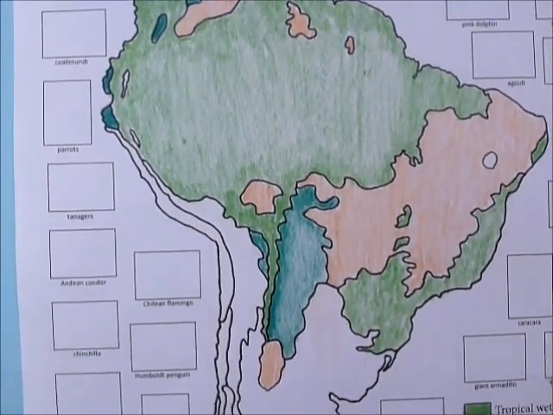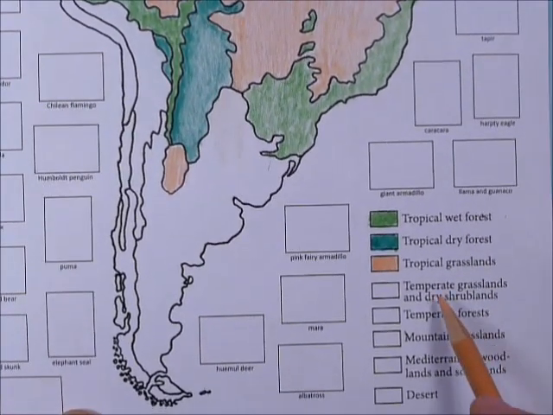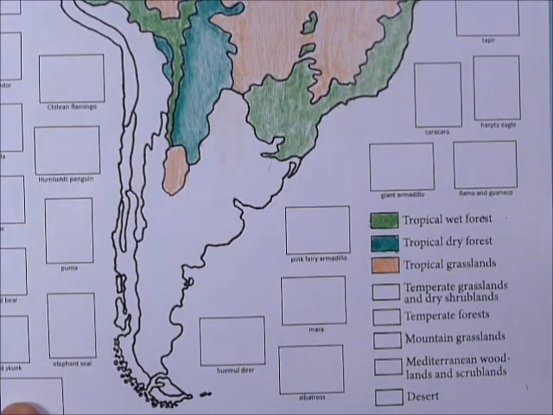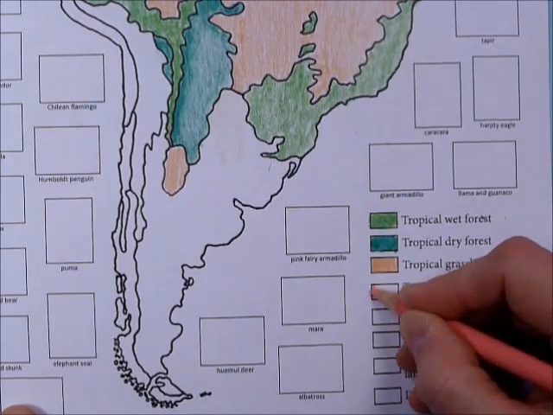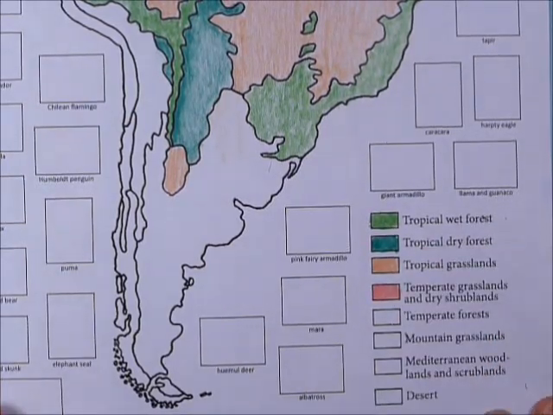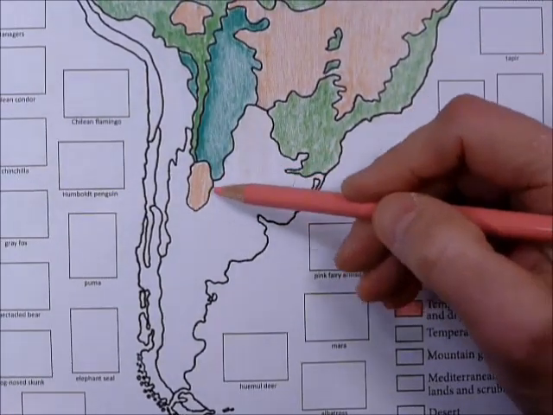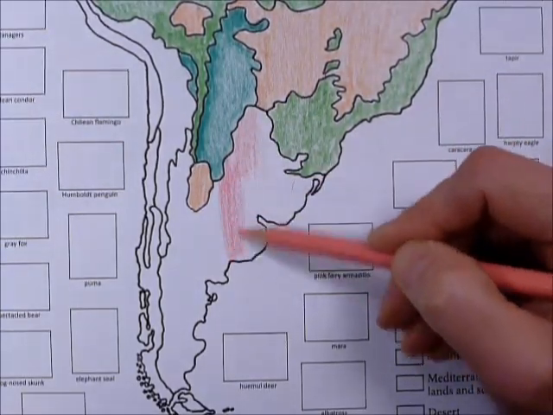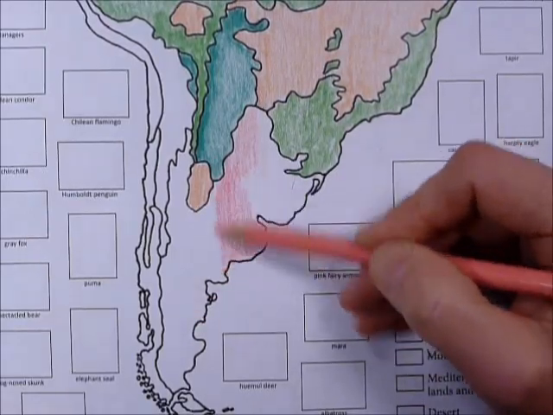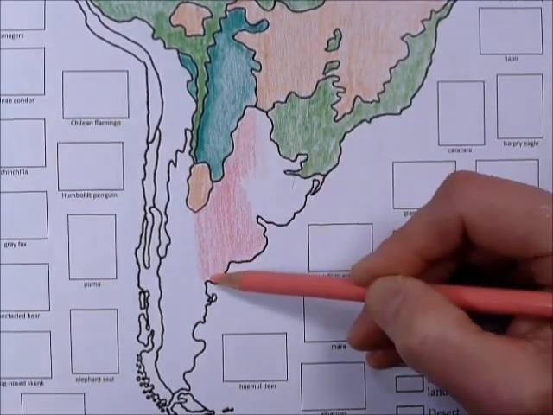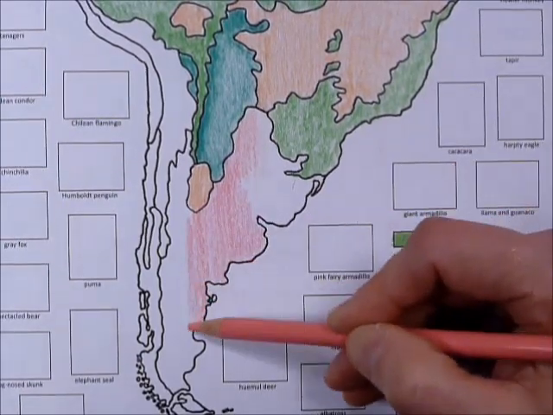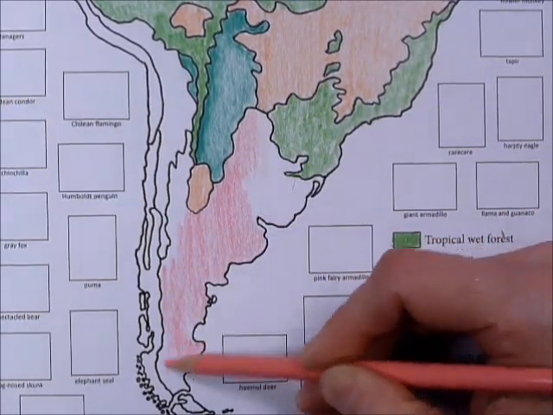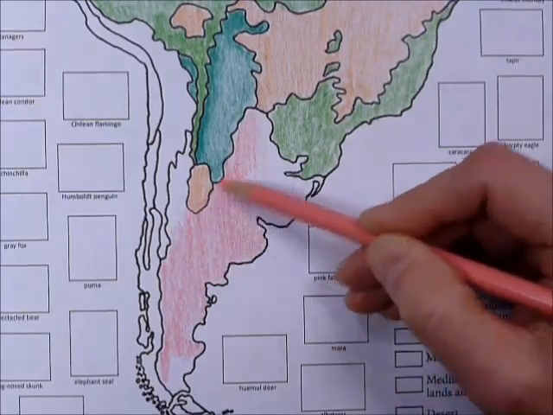Okay, let's do next. We have the temperate grasslands and dry shrublands, and for that I'm going to use pink. You can use what you want to. I'm going to choose pink, and that would be this area down here. Now, some of this almost qualifies as a desert. This is the area called Patagonia down at the bottom here. And it gets little enough rain that it can qualify as a cold desert, especially in this area down here near the Andes Mountains.